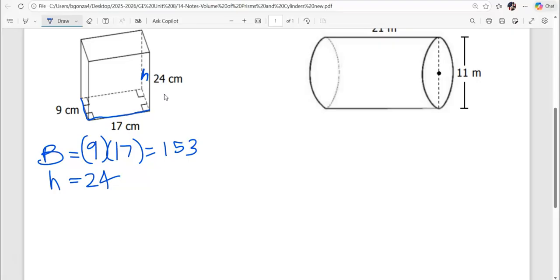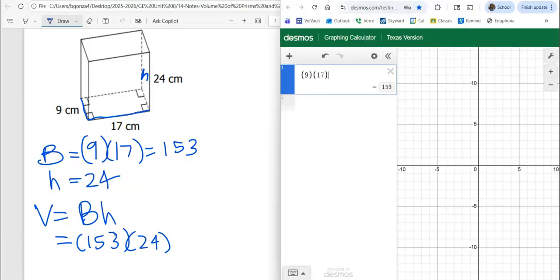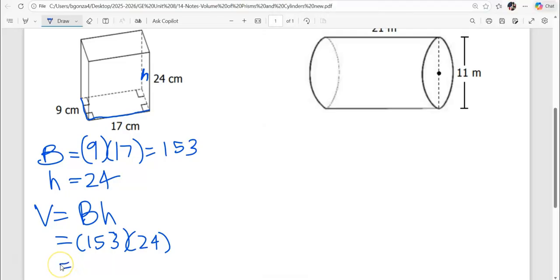All right. Now, can you do big BH? So volume, go ahead and write. The volume is area of the base times the height. So it's going to be 153 times 24. It's too easy, Mr. G. So you come over here. 3, 6, 7, 2. 3,672.